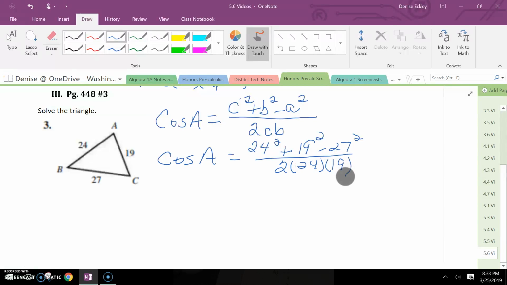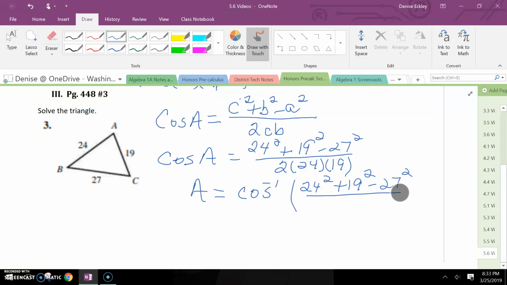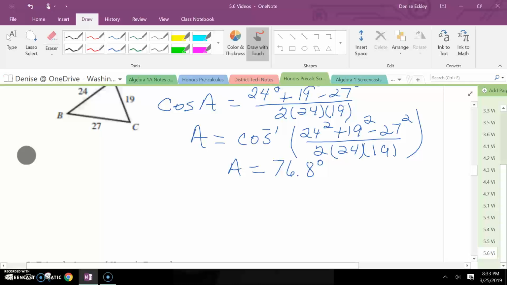times 19. So then I'm going to take the inverse cosine and I'm going to put that entire fraction into my calculator without doing any intermediate arithmetic, so it is a more precise answer. And when I put this in my calculator using the inverse cosine, I get that angle A is 76.8 degrees.